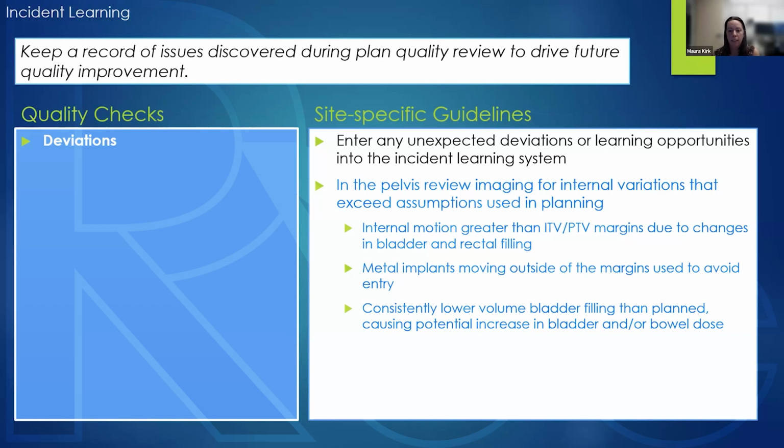If you're seeing consistently low bladder filling than what was planned, this can cause an increase in the dose that you've assumed the bladder and bowel are receiving. So maybe you need to improve the communication of bladder filling or the volume that you're instructing the patients to drink. Okay, and I think that's all I have for the pelvis, and I'm open to any questions.